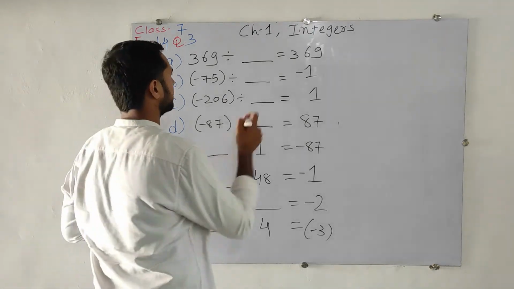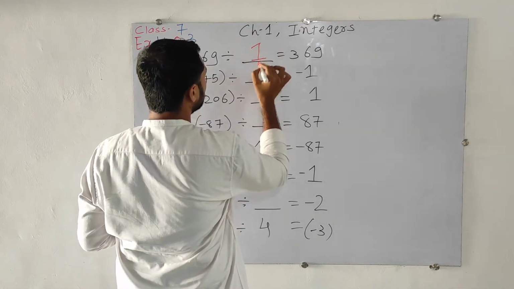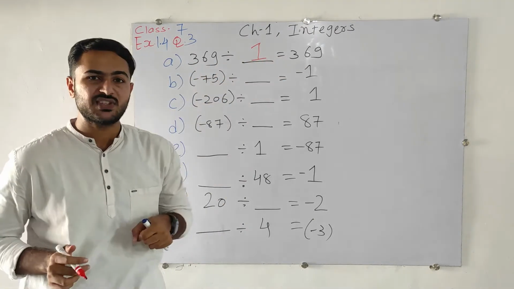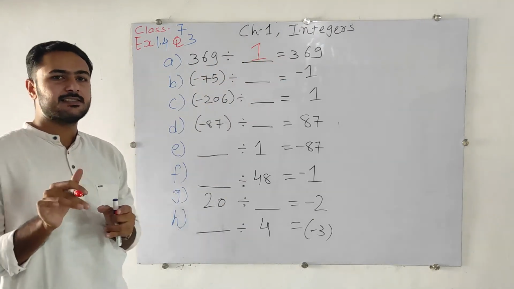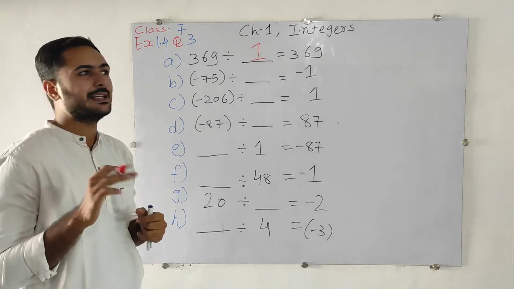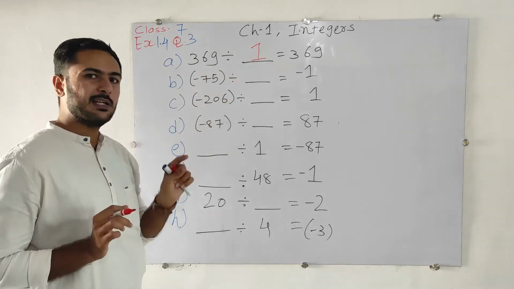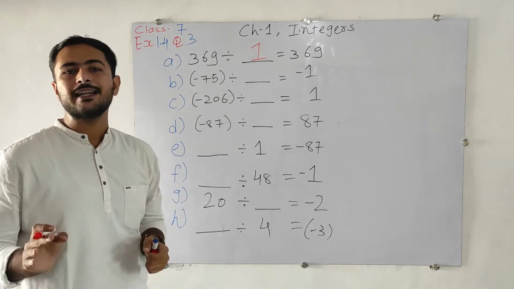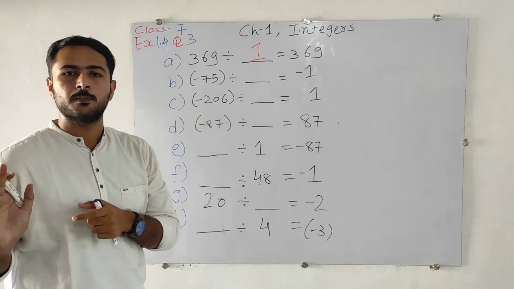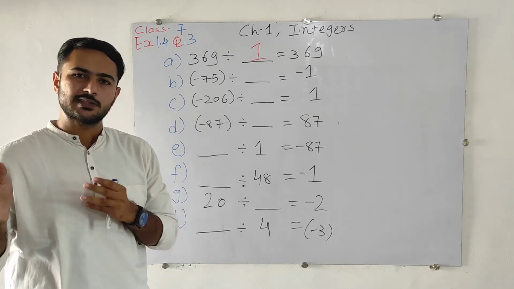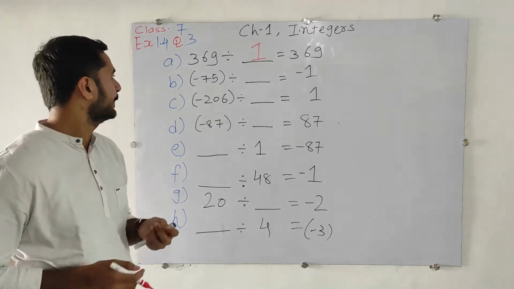We have already discussed that if we divide any number by 1, that is the same number. See here, 369, 369, both are the same. It means if we divide 369 by 1, only then that is 369. We cannot use any other number here, and if we do, we will not get the answer 369. So always remember that any number divided by 1 is that same number, like 7 crore or 1 billion divided by 1 is 7 crore or 1 billion, whatever.